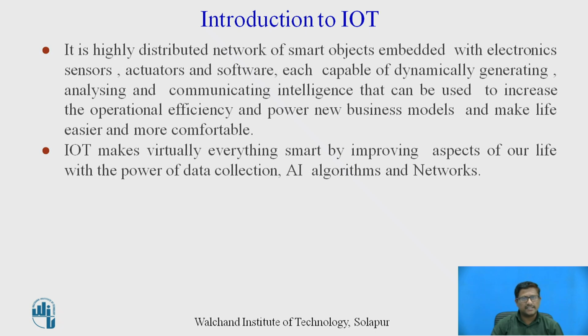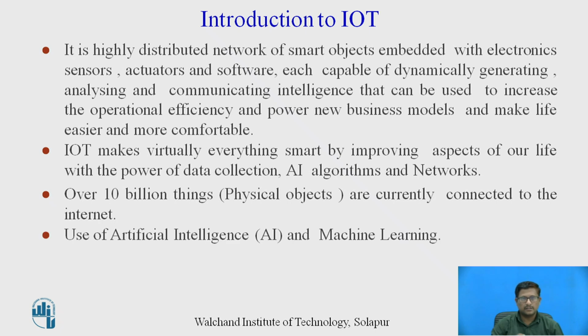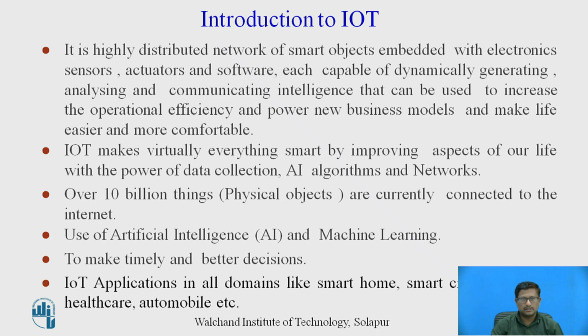IoT makes virtually everything smart by improving aspects of our life with the power of data collection, AI algorithms, and networks. Over 10 billion things, that is physical objects, are currently connected to the internet. The IoT applications are mainly in the field of artificial intelligence and machine learning. IoT is used to make timely and better decisions. IoT applications are in all domains like smart home, smart city, agriculture, healthcare, automobile, education, and so on.